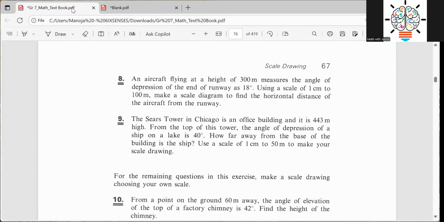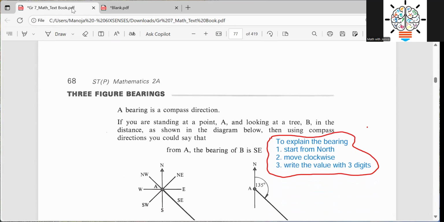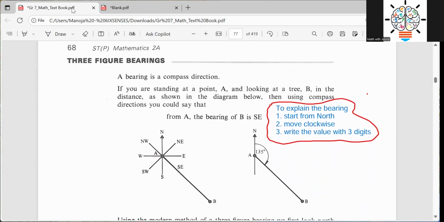This is very important. You will have to learn this. You will be learning this in grade 8 also, right? But this is just the introduction. Three-figure bearing. I'll tell you like this, right?